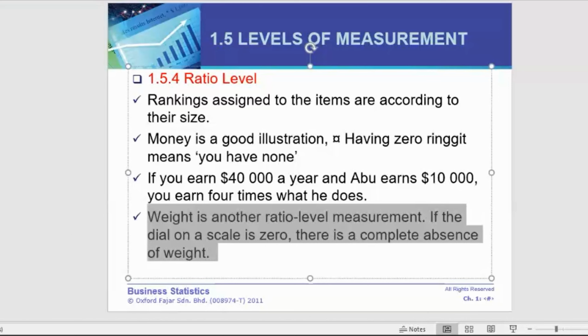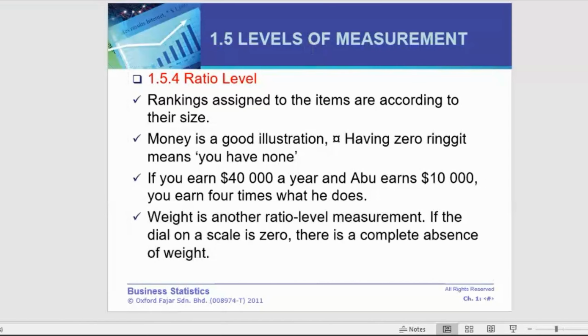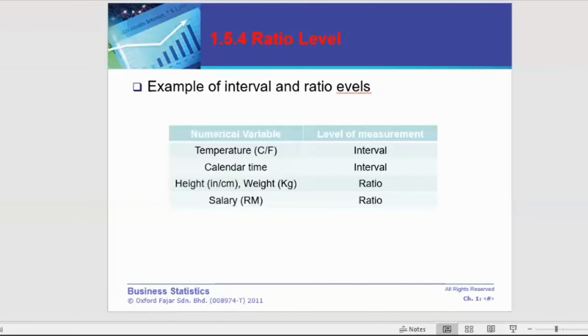So you need to keep in mind the main difference. The ratio and the interval level are similar, but the main difference is that the ratio has a clear 0 point. Examples of ratio level are weight, height, and money, which are very famous examples of the ratio level. Now, examples of differences between interval and ratio.